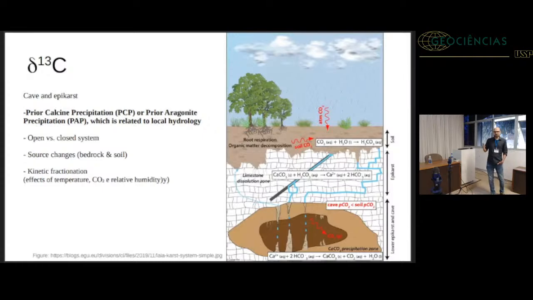If you have drier conditions, you have more empty space in these fractures here, which will lead to more degassing and more loss of water from the solution. So you precipitate more calcite here in the fractures. So in a drier period, you increase your PCP, which will increase the δ13C here in your stalagmites.